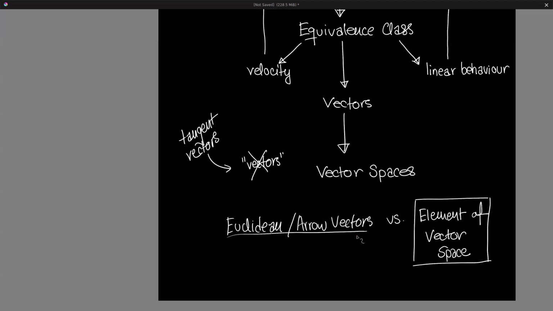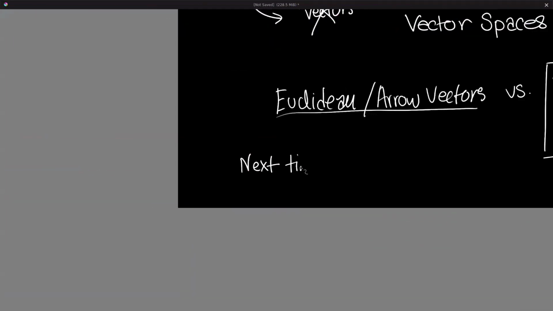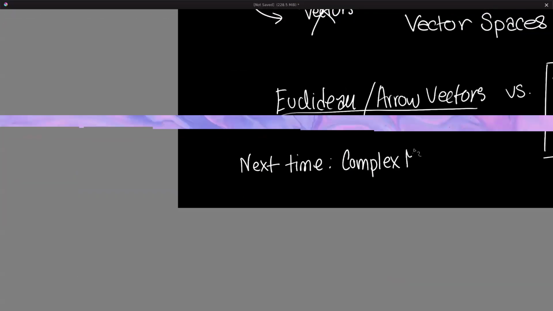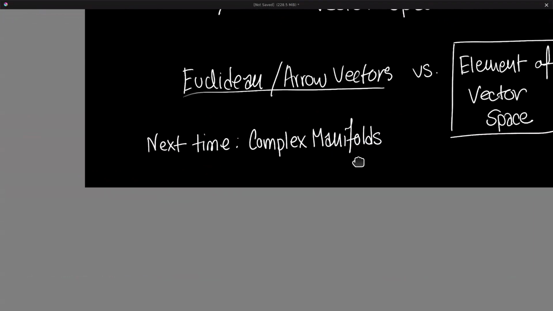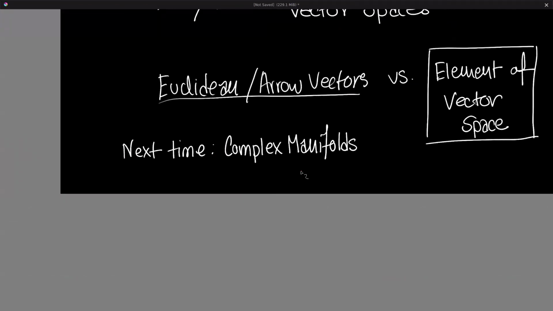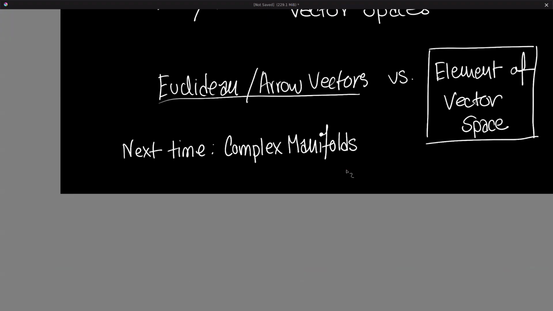Next time, we're going to talk about complex manifolds. Complex manifolds are in some sense simple, or their definition is simple, because we've actually done most of the groundwork. A lot of the time, taking R to C will suffice. But there's one thing where we have to be careful, and we're going to talk about that next time, about the definition of complex manifolds.